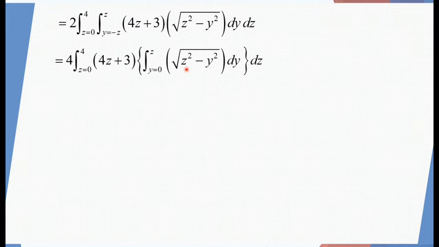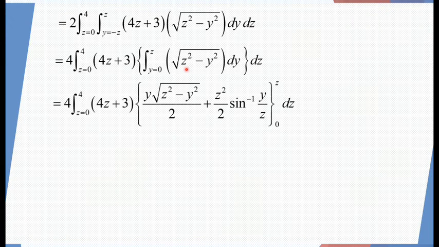So it is the square root of a² minus y². And what is the formula? This is directly the formula: y square root of z² minus y² by 2 plus z² by 2 sin inverse y upon z under the limit 0 to z. If you remember, the integral of square root of a² minus x² dx is x root a² minus x² by 2 plus a² by 2 sin inverse x upon a.